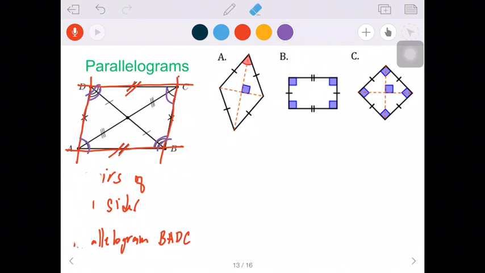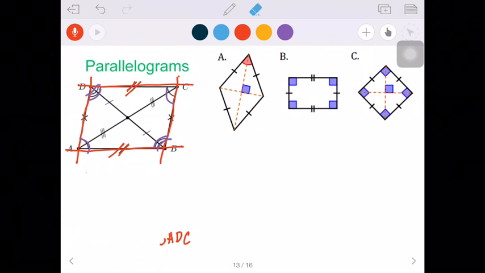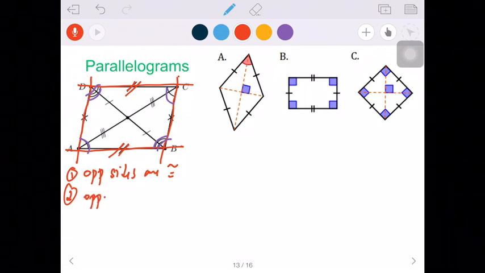So let me erase this first. Let's try to jot down, or you can write it down in your own notes, what are the different properties. So first property of a parallelogram, that the opposite sides are congruent. Also, you can say opposite angles are congruent.